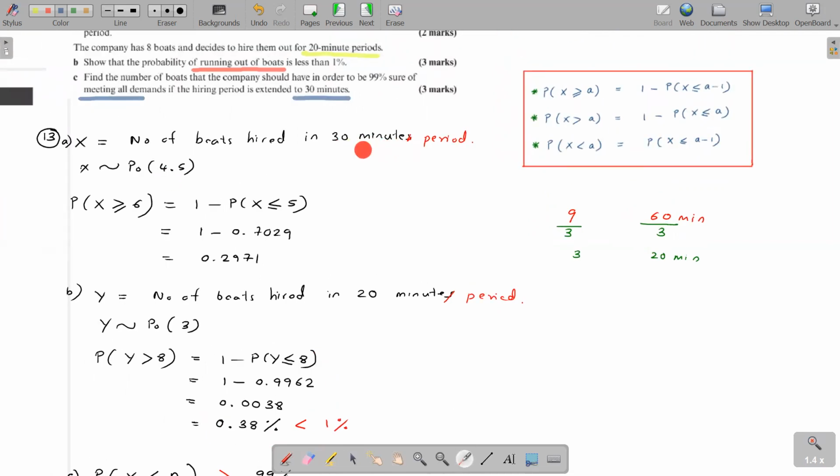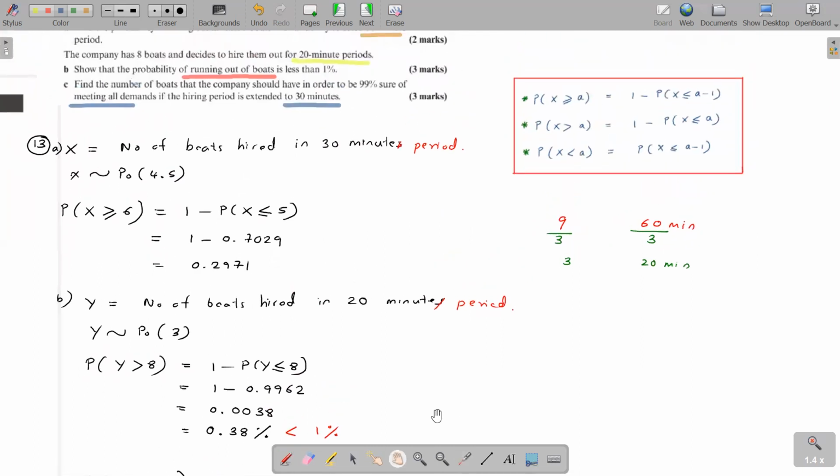When the hiring period is 30 minutes, lambda is 4.5. I'm working with random variable x. So then what do I want? I want to meet all the demands, right? So meeting all the demands means what? Now, I need the number of boards.